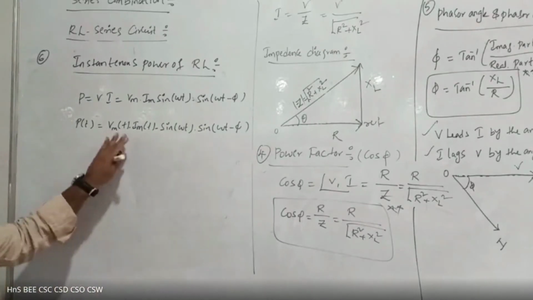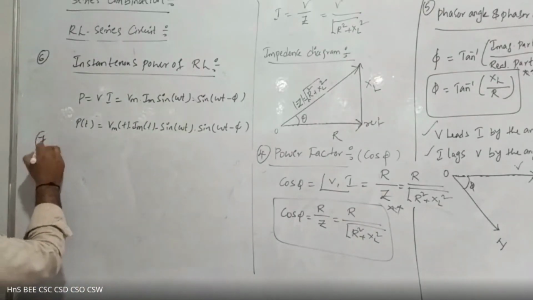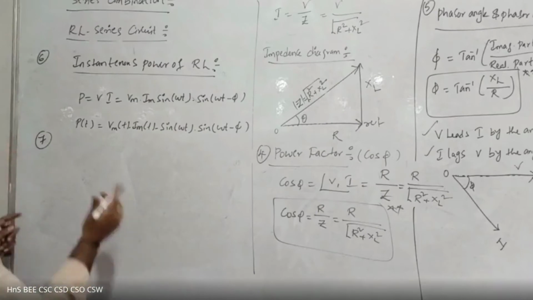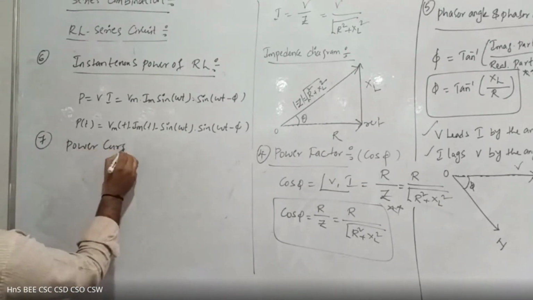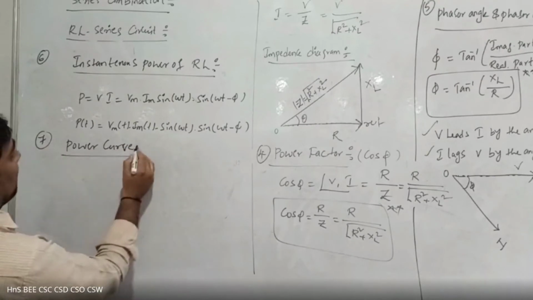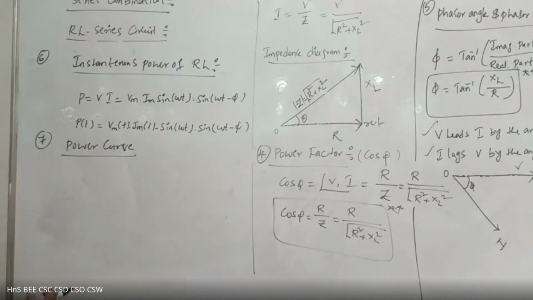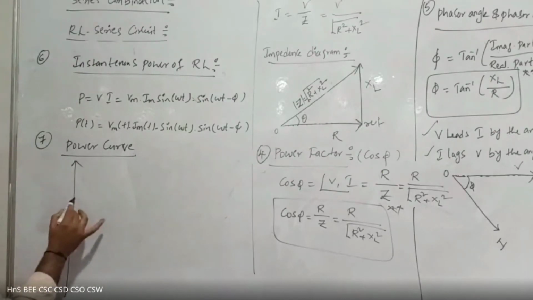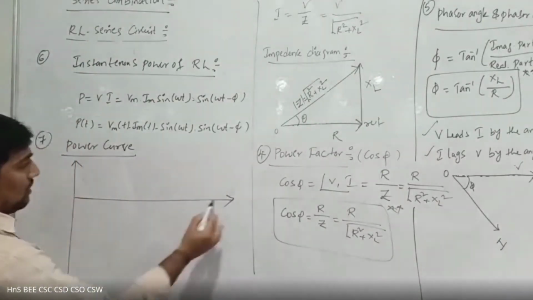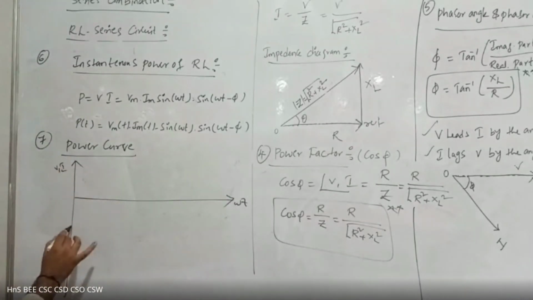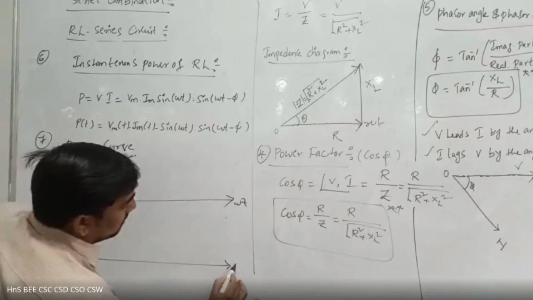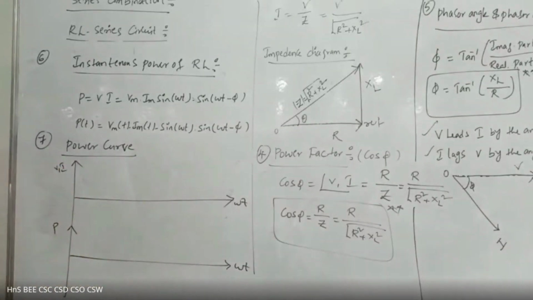Take this one and come to the seventh one, the power curve diagram of the RL circuit. Now, what is the power curve diagram of the RL circuit? Simply, you have to take the voltage and current equation and the power equation, similar to the previous class. This is omega t, and on the y-axis I am taking V into I. And this is the power curve equation.